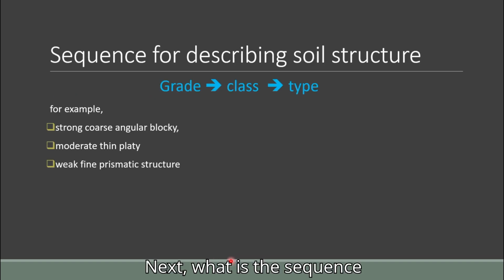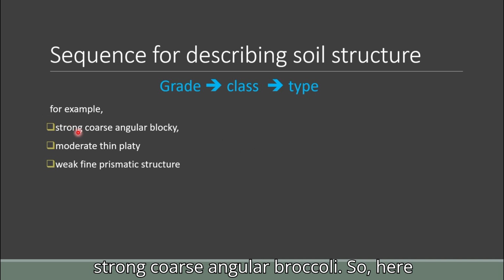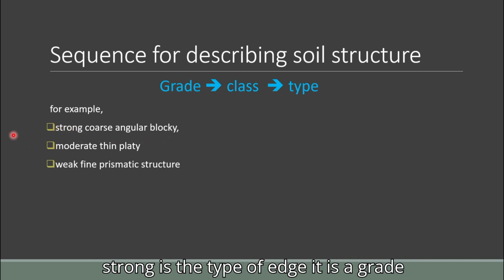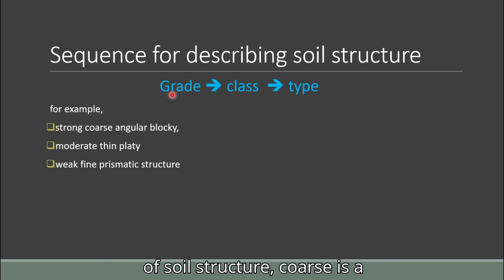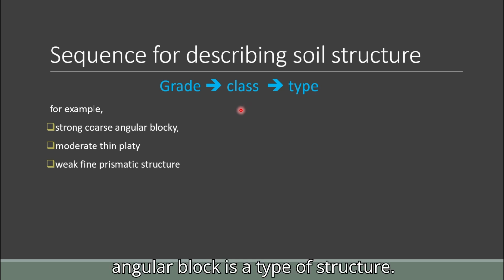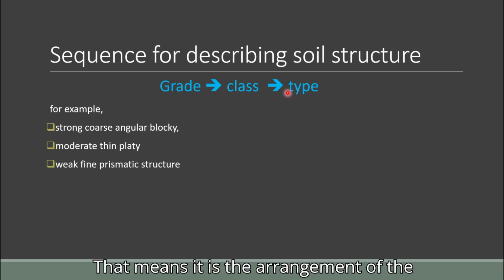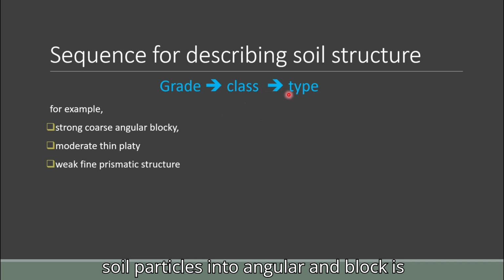Next, what is the sequence for describing the soil structure? We follow grade, then class, then type. For example, strong, coarse, angular blocky. Here strong is the grade of soil structure. Coarse is the class, that means it is based on the size of the aggregate. And angular blocky is the type of soil structure. That means it is the arrangement of the soil particles into angular and blocky.